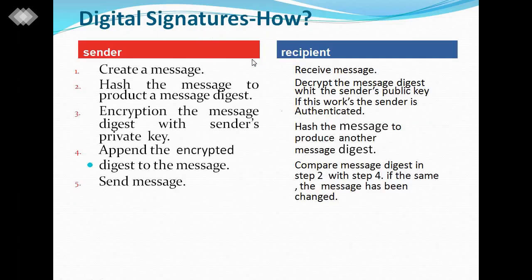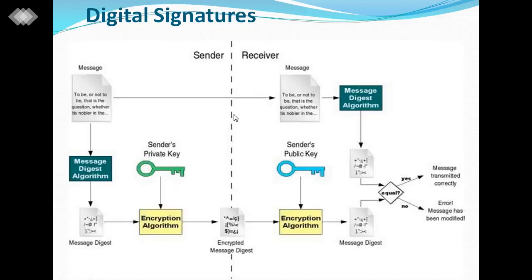Here is how digital signatures work on the sender and the recipient side. On the sender side, you create a message and hash the message to produce a message digest. Then the message digest is encrypted with the sender's private key. On the receiver side, the digest is decrypted with the sender's public key. So the message is converted with an algorithm, an encryption key algorithm is followed, which is the sender's key, and the receiver decrypts it using the corresponding algorithm.